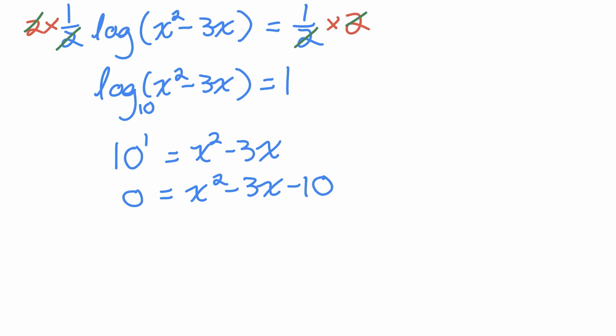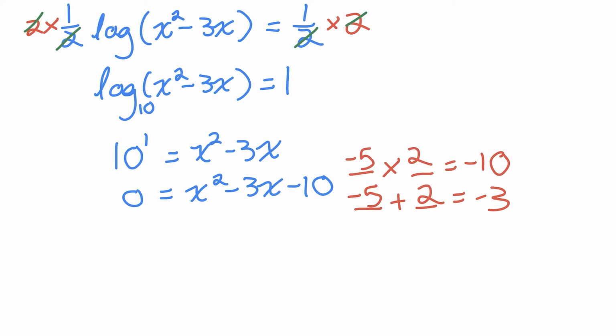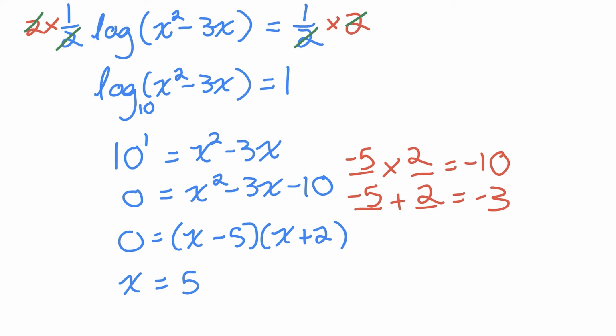And now I'll find the numbers that have a product of negative 10 and a sum of negative 3. The numbers that satisfy that product and sum are negative 5 and 2. So it would factor to x minus 5 times x plus 2. So the solutions to this equation are x equals 5 and x equals negative 2.